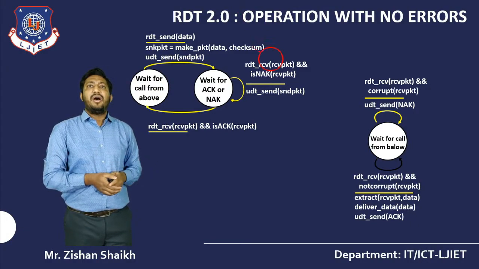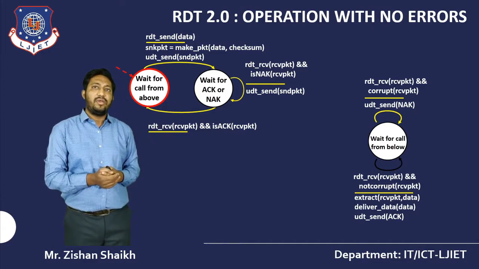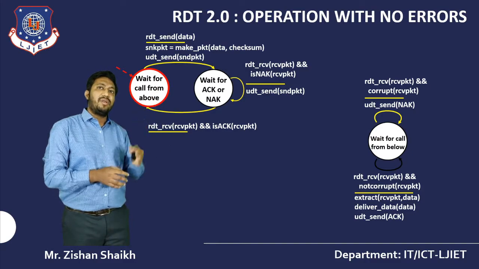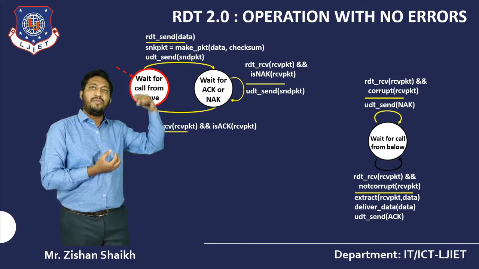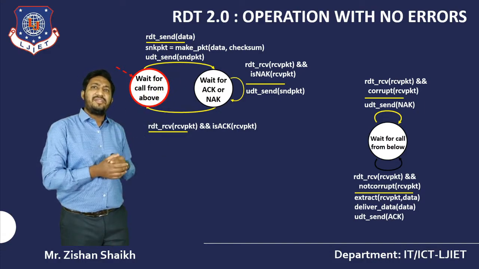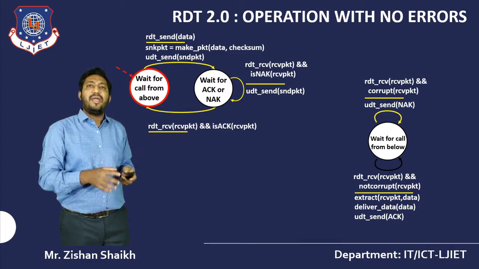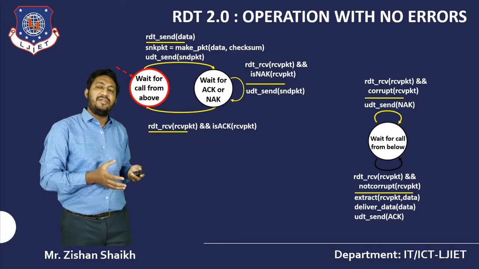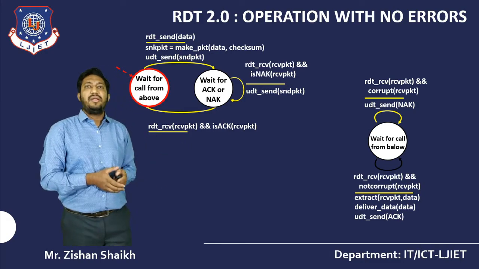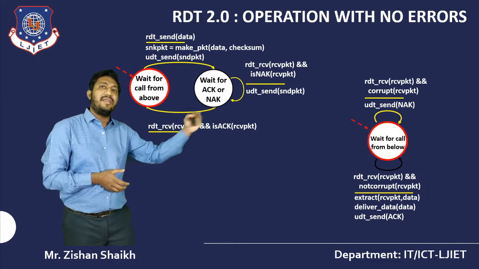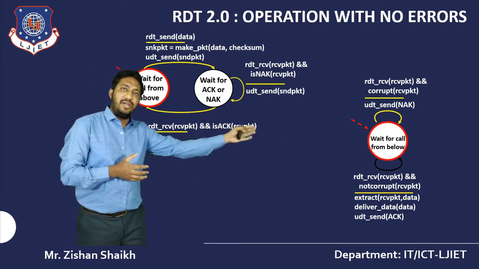So understand first what happened here. First, wait for call from above. That is the basic task. At the sender side, our transport layer is waiting for the data from the above layer. Now we understand that the data is coming, the packet is made, and our UDT_send is sending the data using the unutilized channel. Now what happened next? At the receiver side, it is already waiting for the data. That is the state here.